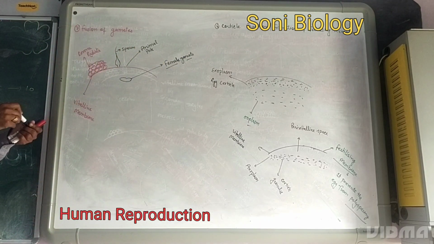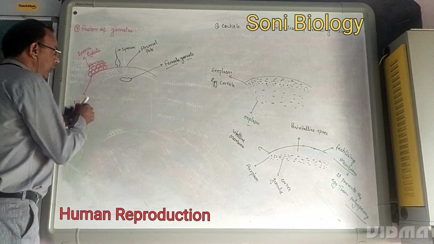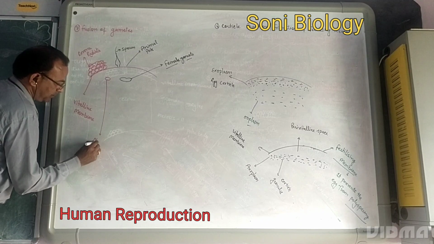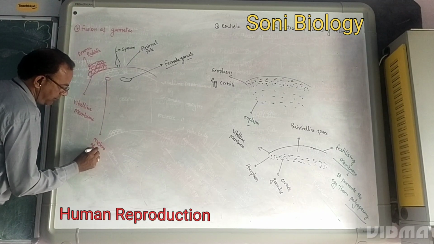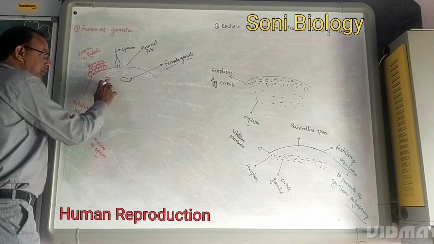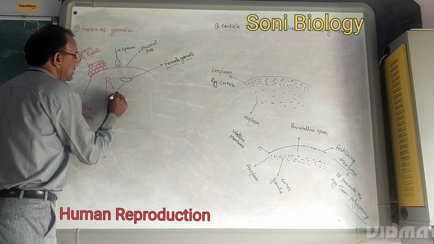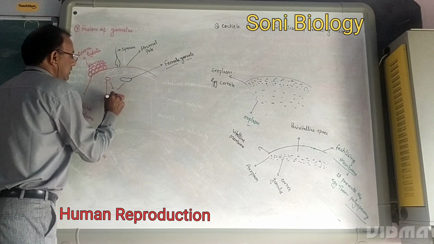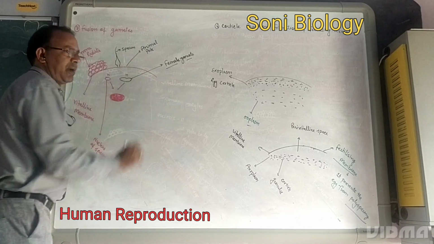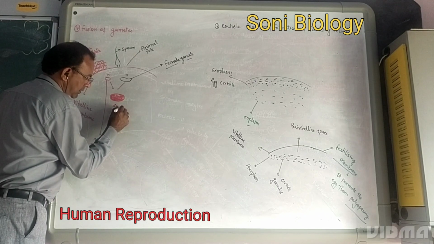Not the whole body of the sperm enters into the egg, but only the sperm's nucleus enters. This is the nucleus of the sperm, and this is the nucleus of the ovum. Both fuse with each other, and after fusing, it makes another cell. Sperm is a haploid cell, and ovum is also a haploid cell. As the cells fuse, they form a diploid zygote.